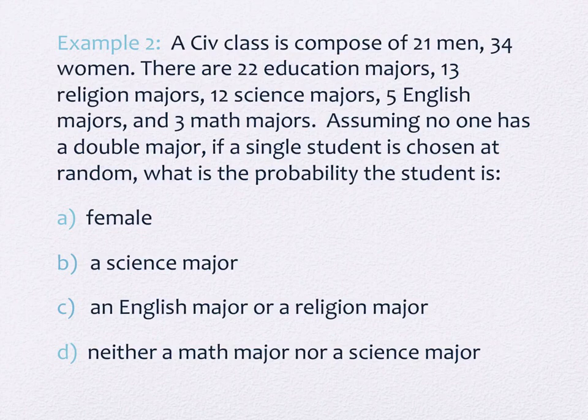If a single student is chosen at random, what is the probability that the student is the following? So the first one says female. So how many females did it say there were? It's 34, right? So it's 34 out of how many? Okay, where'd you get 55, Samantha? I added the 21 men plus 34 women. Wonderful. So the 21 men and the 34 women added together give me 55. So I have 34 out of 55. If this reduced, we would reduce it. It doesn't, so we're going to leave it the same.